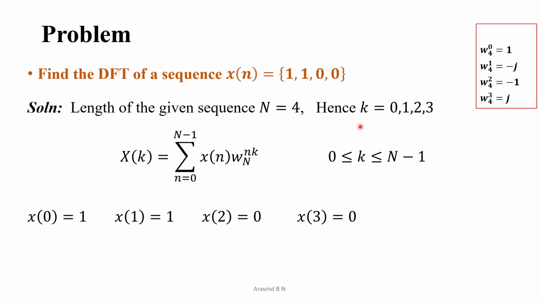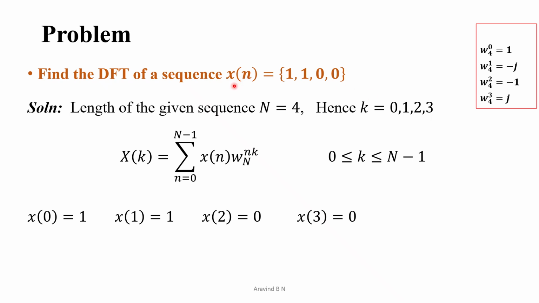Therefore, k, that is the frequency domain sequence number, runs from 0 to 3, that is 0, 1, 2, 3. This can be identified from this representation. k takes the values from 0 to N minus 1, and N is 4. So k takes the values 0, 1, 2 and 3. So one part is over.